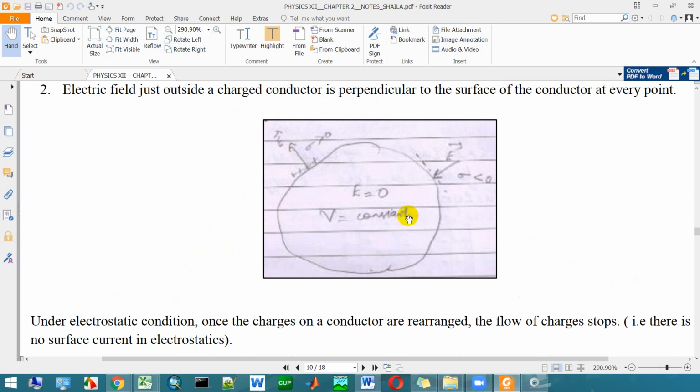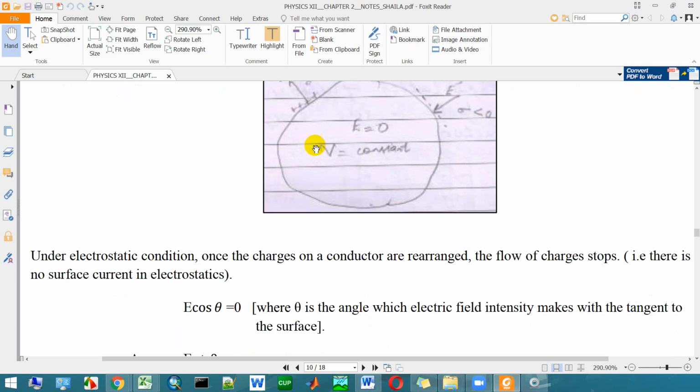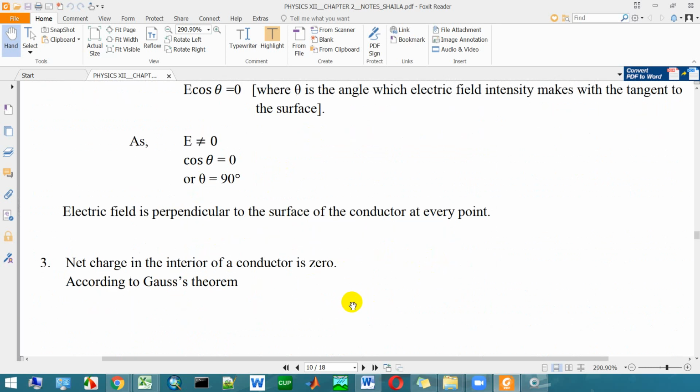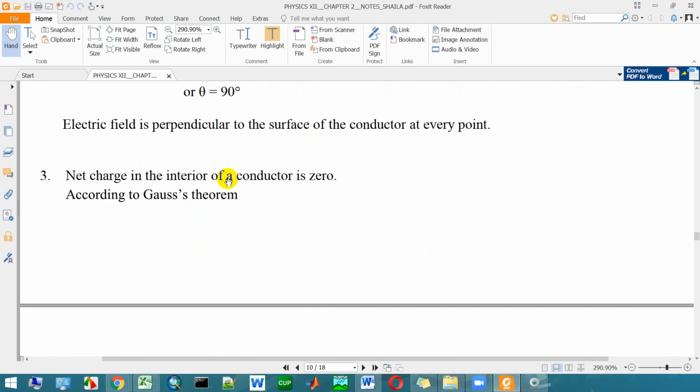First property: inside the conductor the net field is 0. Second property: the direction of the electric field is always perpendicular to the surface of the conductor at every point. Third property is that the net charge in the interior of a conductor is 0. Net charge.